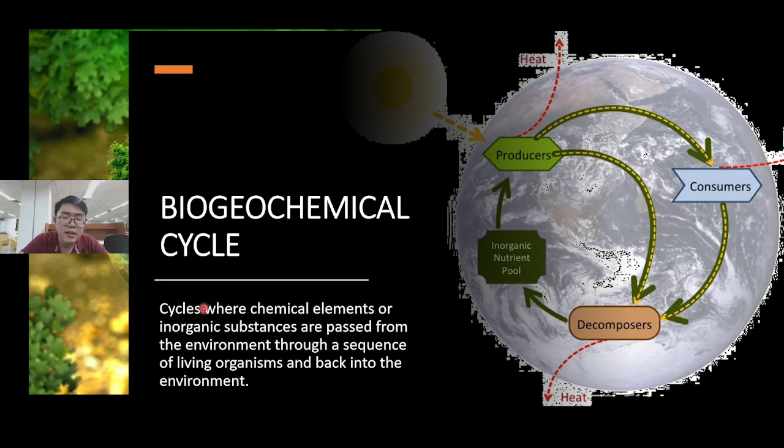It is the cycle where chemical elements or inorganic substances are passed from the environment through a sequence of living organisms and back into the environment. This is why it is called biogeochemical cycle: it consists of chemical elements, which is chemistry, and they pass from the environment, which is under geography, and then through a sequence of living organisms, which is under biology, and then back into the environment again. So this is why it is called biogeochemical cycle.